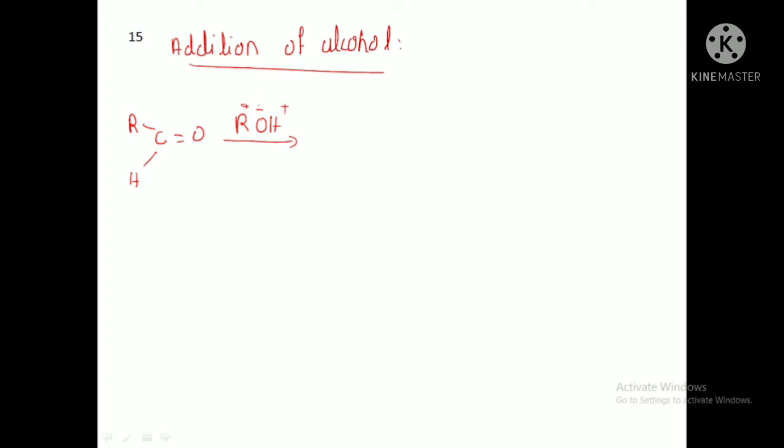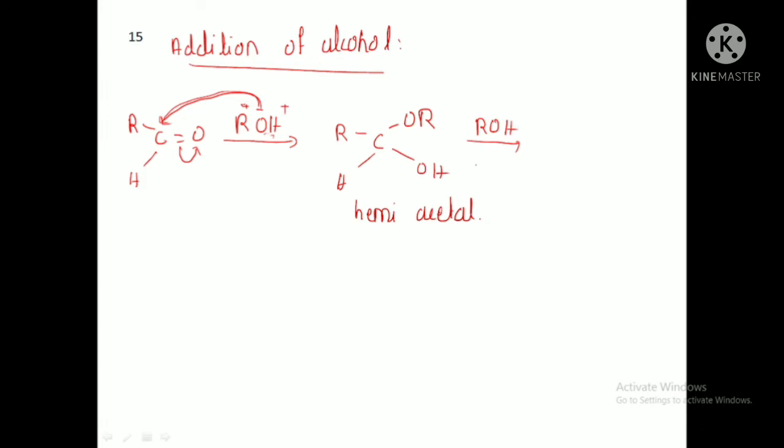So what will happen? This RO minus, which is a nucleophile, will attack the carbon atom. I'll get R-C-H as it is, with OR. Electrons will move here and abstract a proton, so I'll get OH. This is the hemiacetal structure. This hemiacetal reacts with one more alcohol, ROH, in the presence of H plus. This is a reversible reaction.